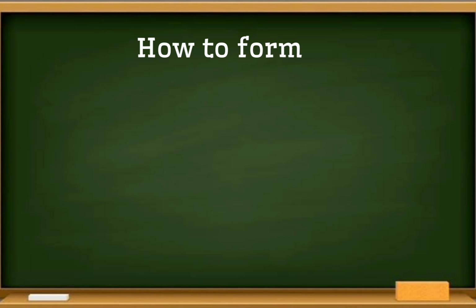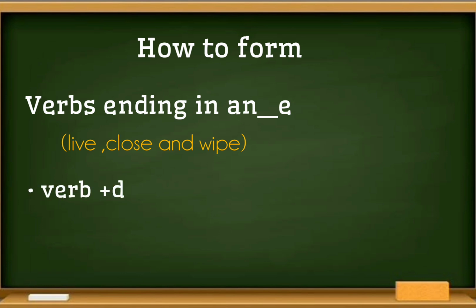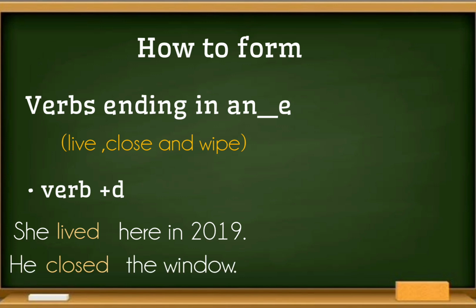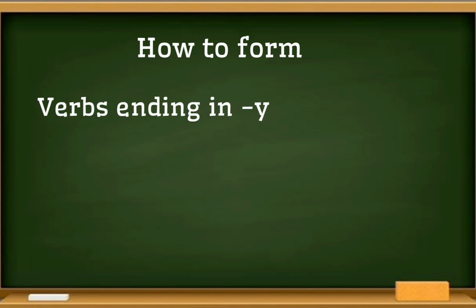But we need to pay extra attention to verbs ending in an e, such as live, close, and wipe. For that, we need the verb infinitive form and then we have to add only d. For example, she lived here in 2019. He closed the window.